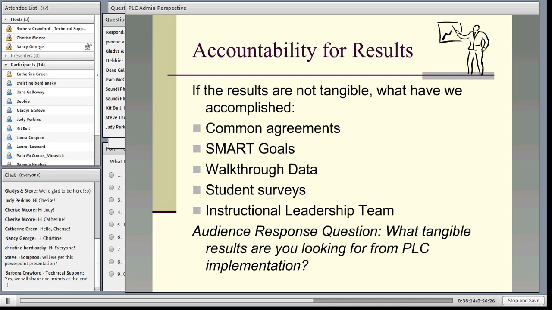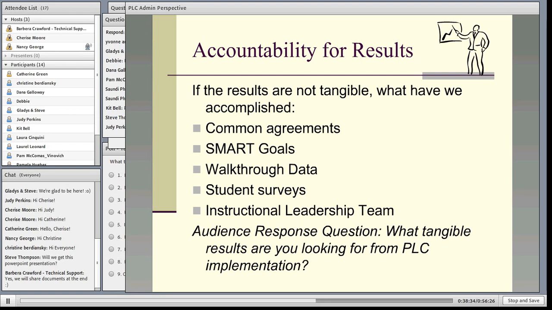And then our instructional leadership team, we developed an instructional leadership team with representatives from each of the collaborative groups that meets monthly to really plan for what's the next step in terms of where we're going and what's the accountability piece that goes with it.